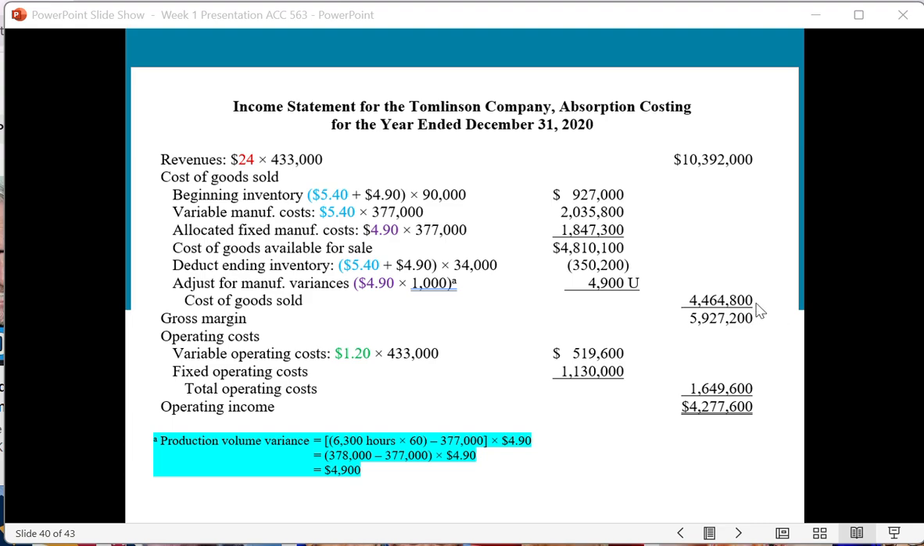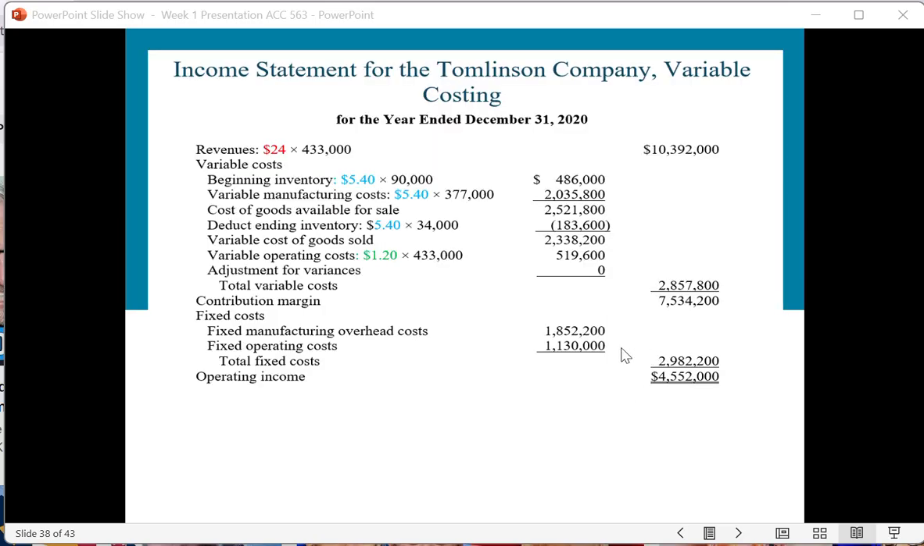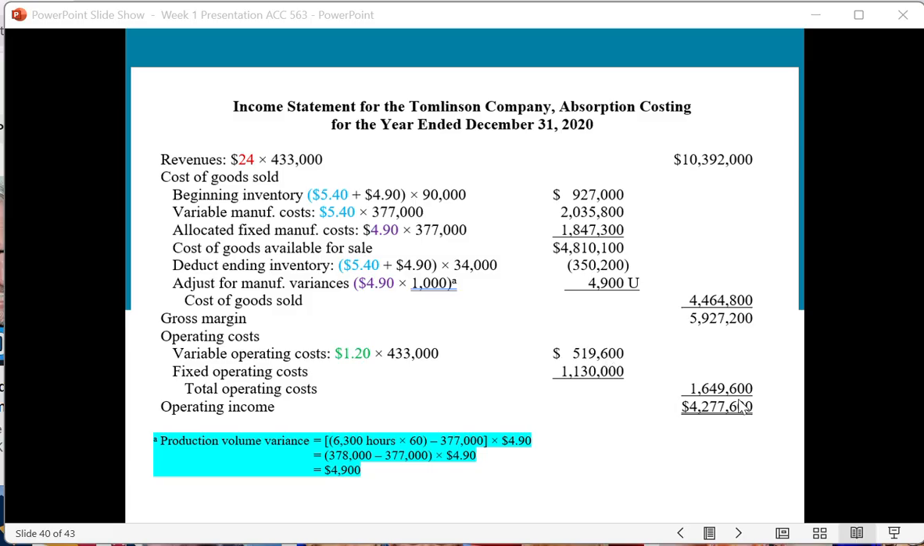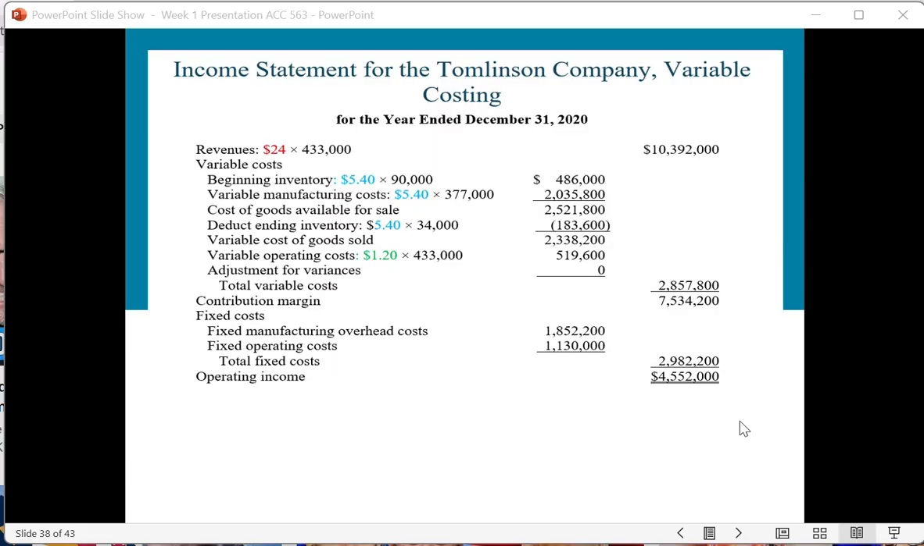So the cost of goods sold is 4,464,000. The gross margin is 5,227,000. Our variable operating costs are 519. Our fixed operating costs are 1.13 million, and they are not manufacturing costs; they are operating costs, and that's why they're not up there. Which gives us total operating costs of 1.649. So these are like non-manufacturing costs. We refer to them as other. And our operating income is 4.2 million versus 4.5.